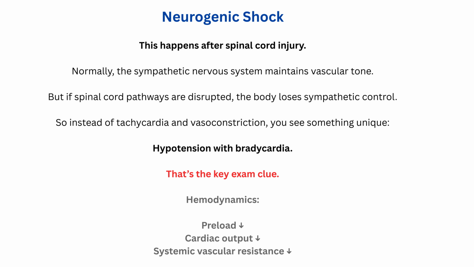Neurogenic shock. This happens after spinal cord injury. Normally, the sympathetic nervous system maintains vascular tone, but if spinal cord pathways are disrupted, the body loses sympathetic control. So instead of tachycardia and vasoconstriction, you see something unique. Hypotension with bradycardia. That's the key exam clue. Hemodynamics. Preload down arrow. Cardiac output decreased. Systemic vascular resistance decreased.